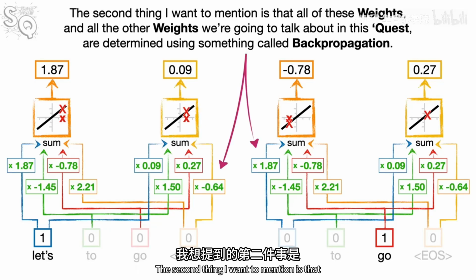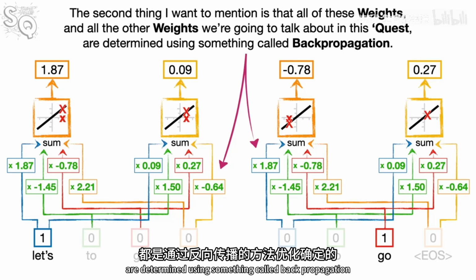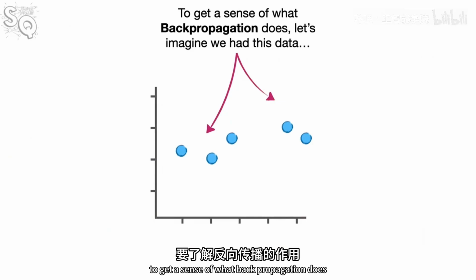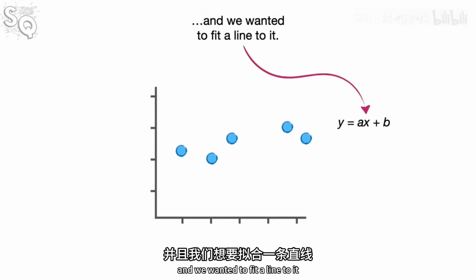The second thing I want to mention is that all of these weights, and all of the other weights we're going to talk about in this quest, are determined using something called backpropagation. To get a sense of what backpropagation does, let's imagine we had this data, and we wanted to fit a line to it.